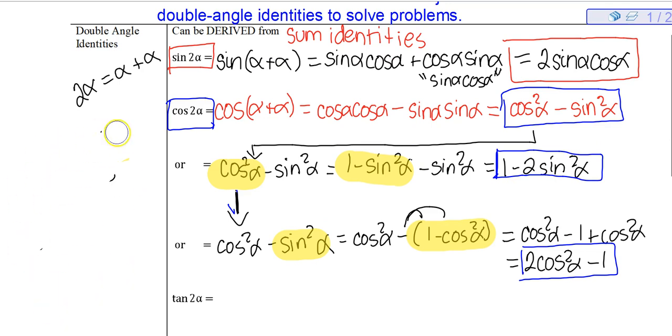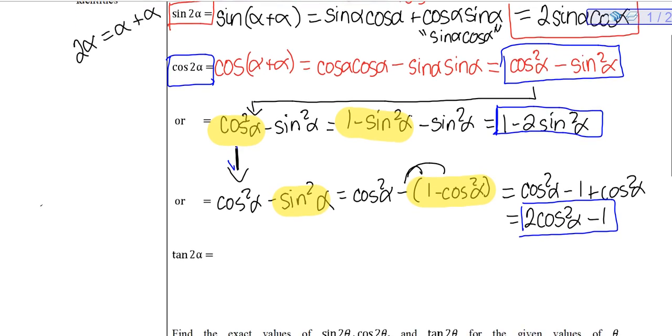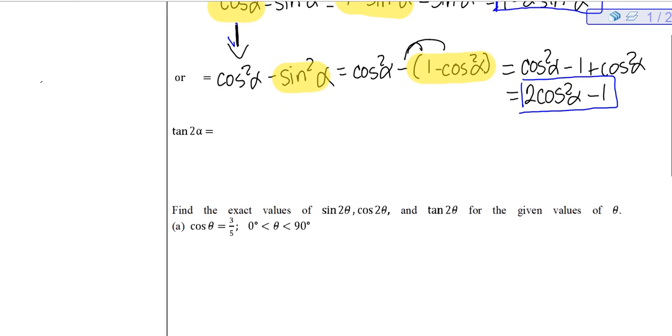You understand? And that one happens to work out nicely because it's got a Pythagorean identity in it, and so you can manipulate it a bunch of different ways. Okay, moving on to the last one.